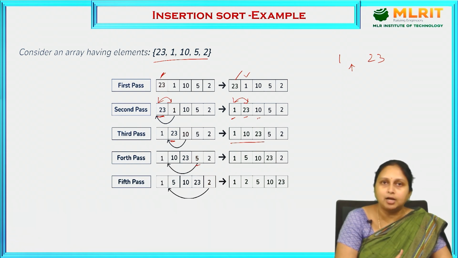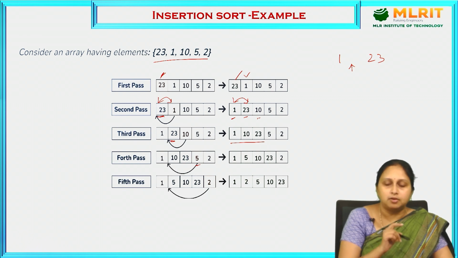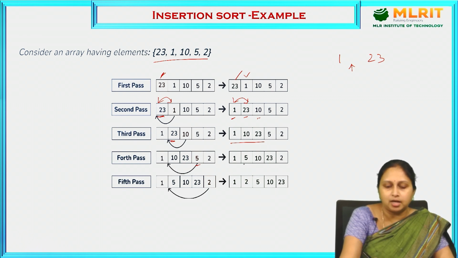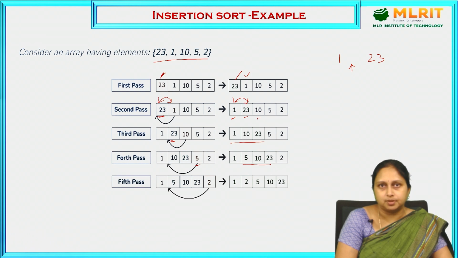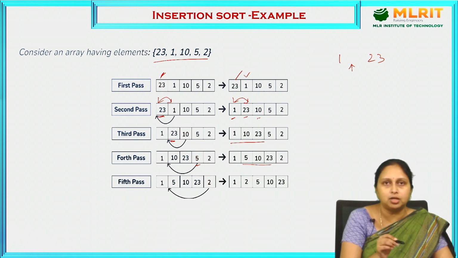Now, which is the right position to place 5? The right position is 1, 5, 10 and 23, right? In that particular position, we are going to insert. Again, we are going to do the comparison from the first onwards, right?